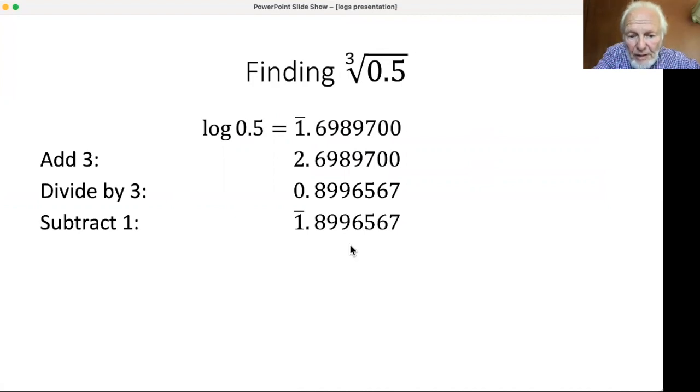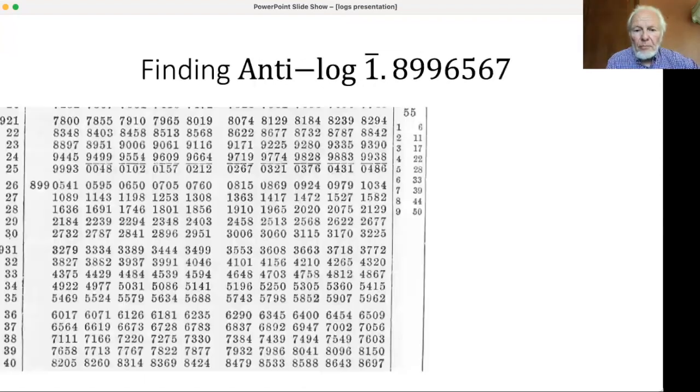And then we have to look this up. Well, we would look it up in the anti-log table if there were such a thing. We've got to find anti-log of bar 1.89965667. So we're going to find that in the log table. We find the 899 easily enough, so we're somewhere in this block. Then we're looking for 6567 in this block. So that's somewhere around here, look. So it's between here and here.